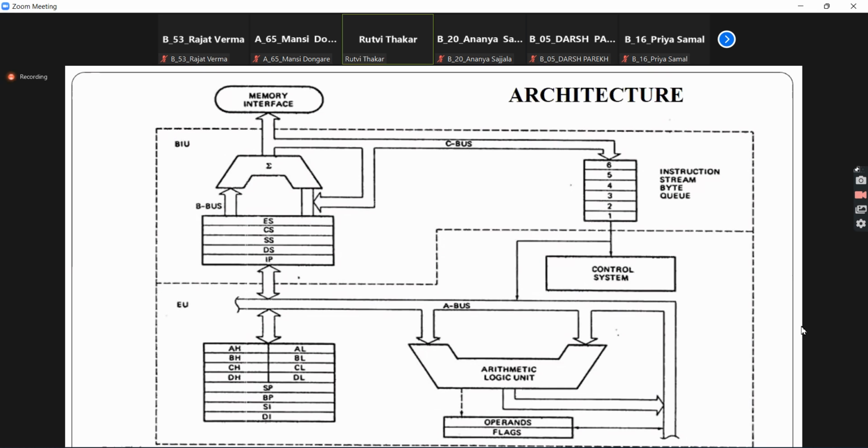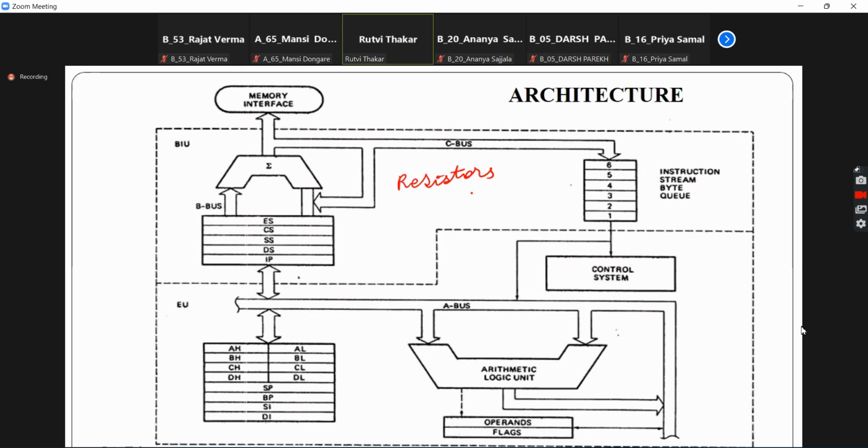Looking at this slide, it shows the architecture of 8086. The architecture of 8086 basically tells you what registers are inside. Now there is a difference. You can't call them resistors.